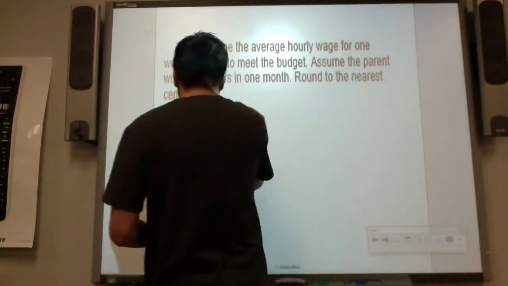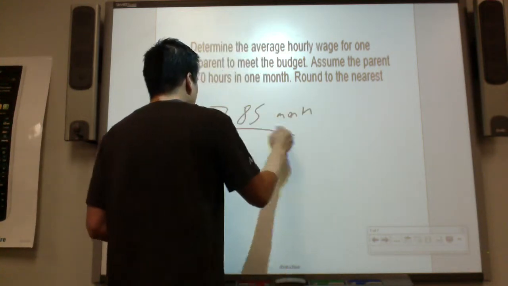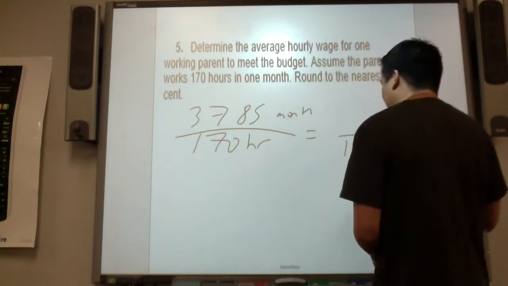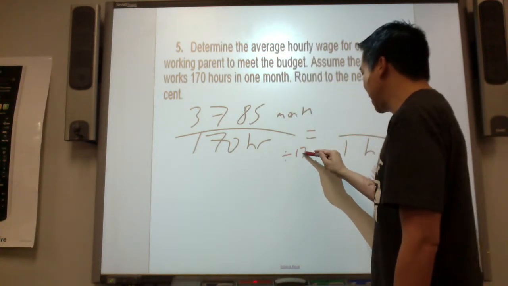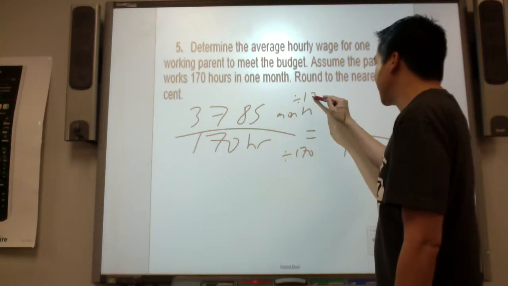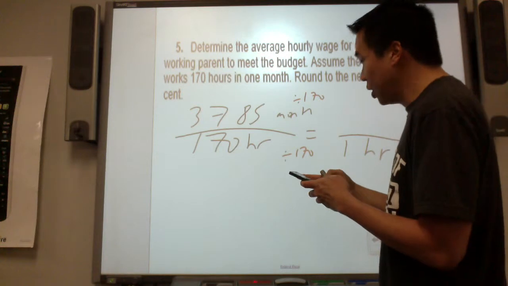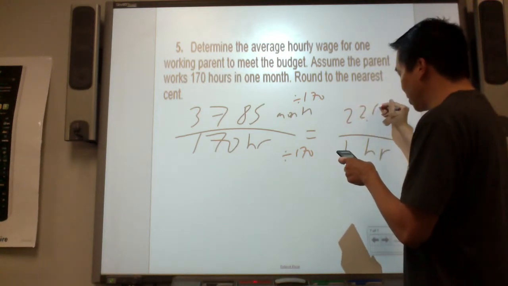So determine the average hourly wage for one. So again, it's $3,785 per month. Imagine a family works 170 hours. So I need to break this down to 1 hour. So how am I going to break this down to 1 hour? I divide by 170. Using my calculator this time, because I did the other one to show you. That is $22.26.